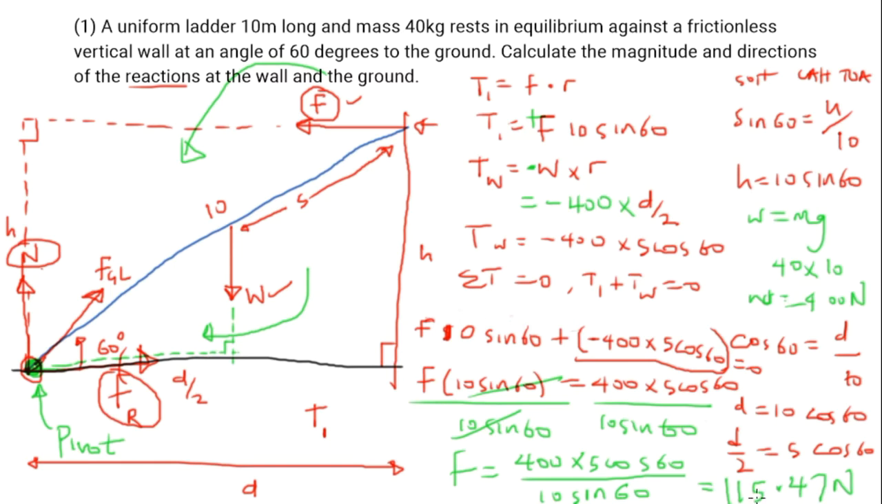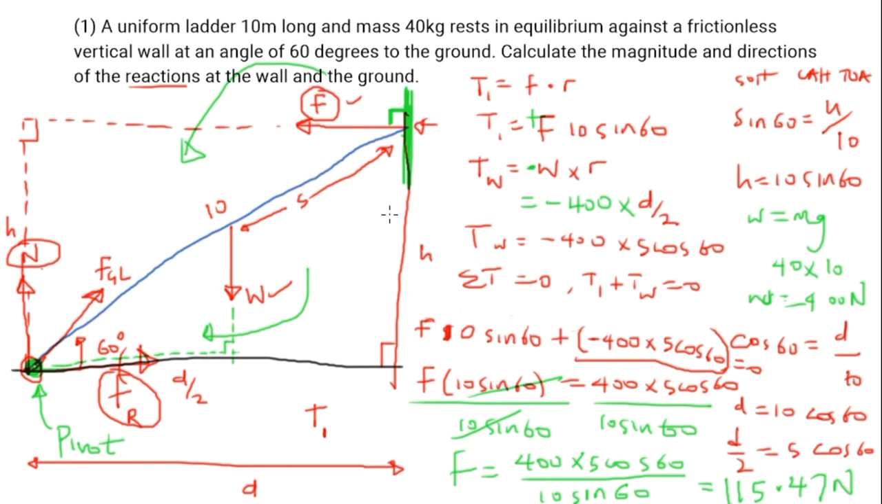So the force that the wall exerts on the ladder, which is a reaction force, has a magnitude of 115.47 newton. Now, in order to find the direction of this force, the reaction is perpendicular to the wall, that is, it is at 90 degrees to the vertical or to the wall. So that's the direction of that force.